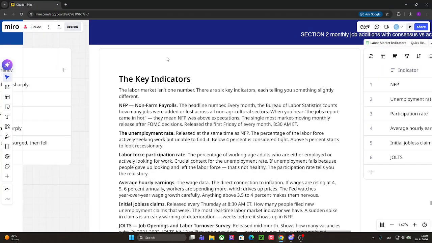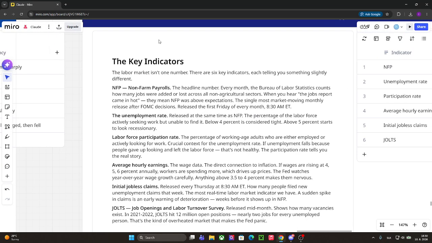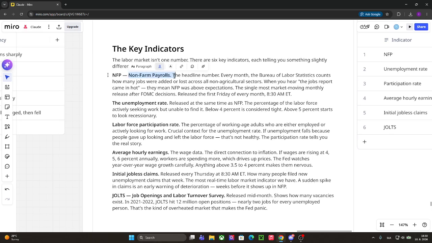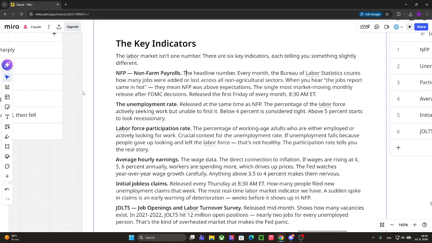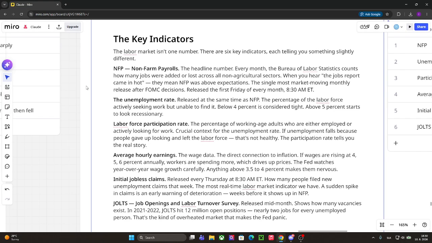So, the key indicators. The labor market isn't one number. There are 6 key indicators, each telling you something slightly different. NFP, non-farm payrolls, the headline number. Every month, the Bureau of Labor Statistics counts how many jobs were added or lost across all non-agricultural sectors. When you hear the jobs report came in hot, they mean NFP was above expectations.